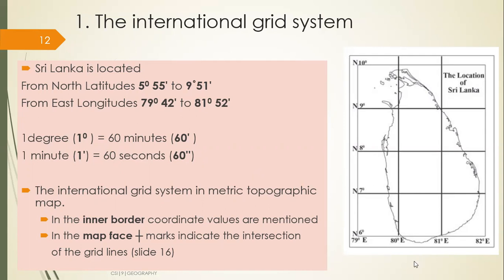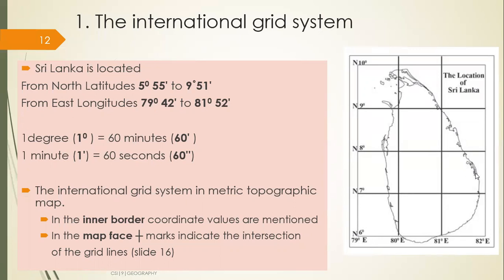5 degrees, then it's the lower number, 5 degrees, but 55 minutes is the starting of lower part of the country. Then upper corner goes to 9 degrees, 51 because it's only up to 60. After that, next degree is starting. 51 means it comes to very closer to the border. Then from east longitudes, 79 degrees, 42. 42 goes to a small island over the left here.